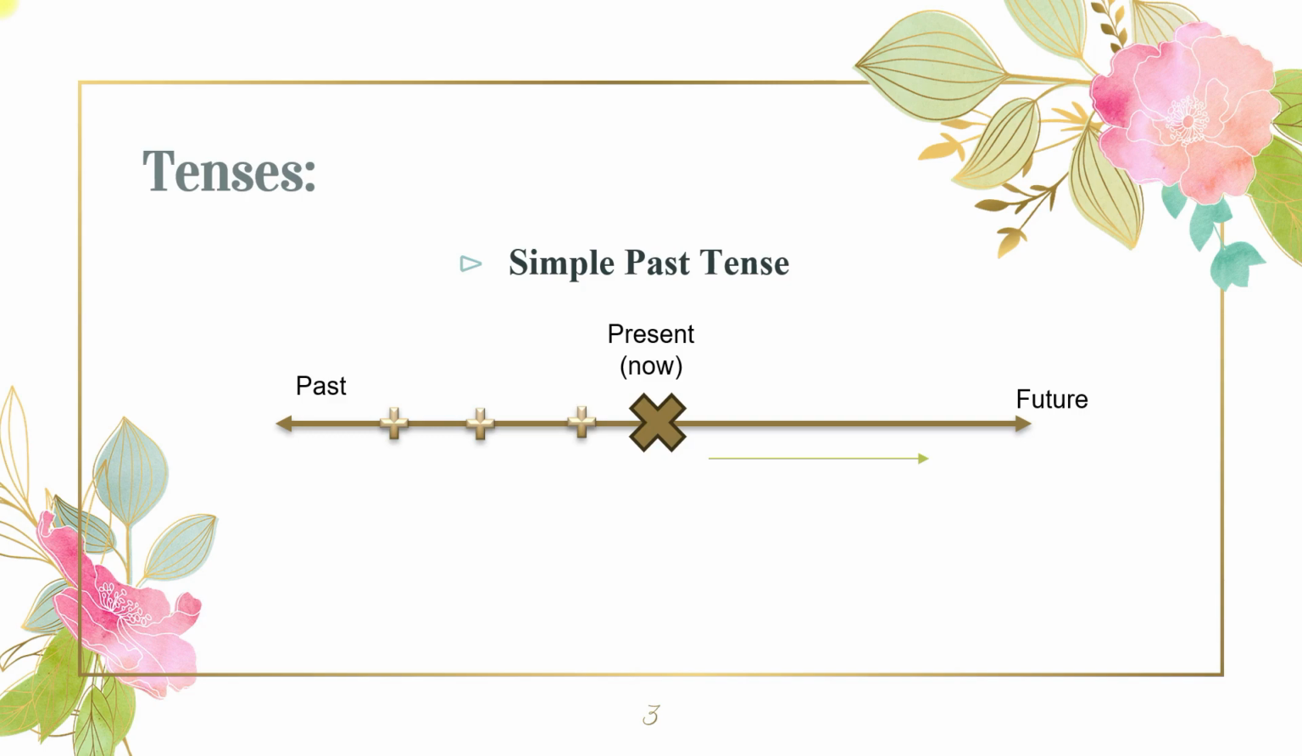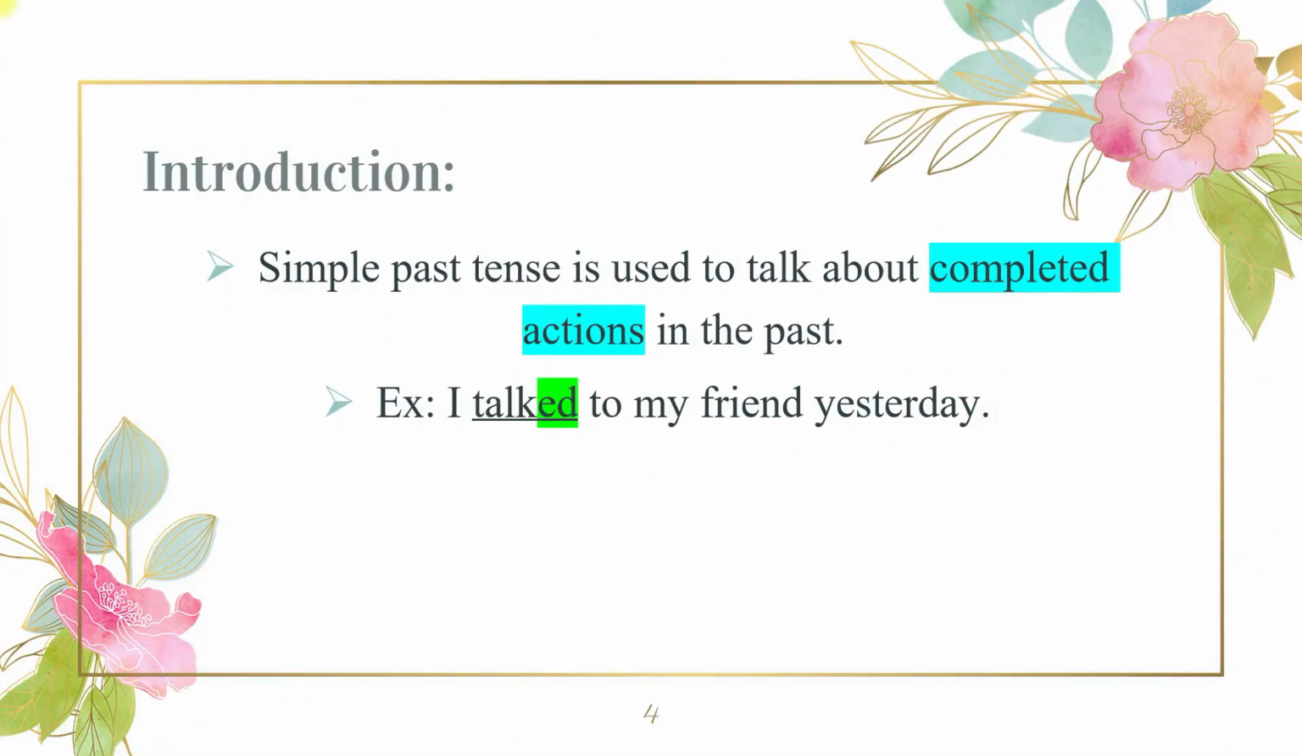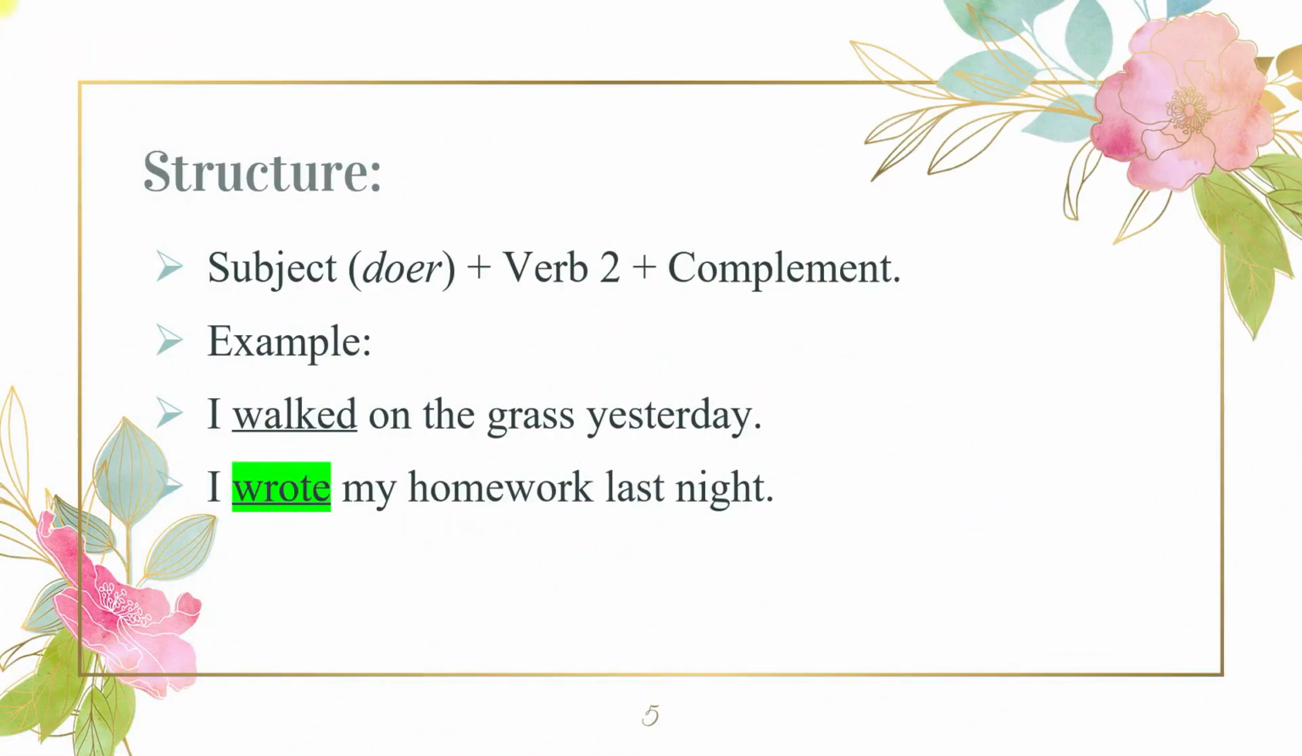Simple past is used to talk about a completed action in the past, the work that has been completed, the action that has been completed in the past. For example, I talked to my friend yesterday. Let's see how it is structured in a sentence.